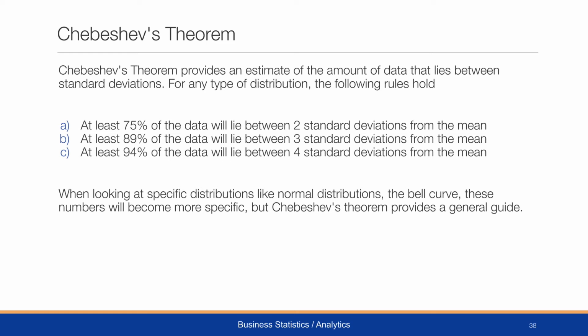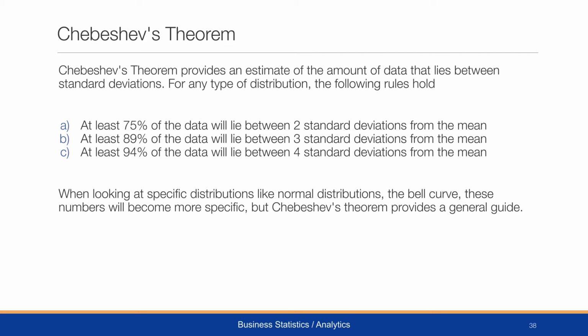And at least 94% of the data will lie between 4 standard deviations of the mean. Now, this is a little different than what we had shown before. Before we said in a normal distribution, the standard deviation would give us -1 and +1 was 68% of the data, -2, +2 was 95. This is a theorem for any distribution. Doesn't matter whether it's normal or not.